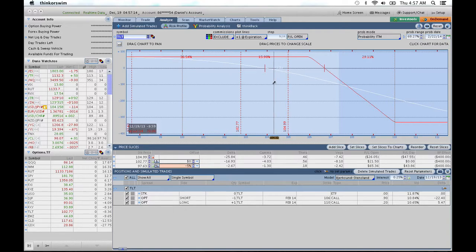And I sold this for a 70-cent credit. And I believe I'm trying to collect somewhere in the neighborhood of 50 cents on this. So still a favorable risk reward, and we'll just see what happens. Every day, though, this potential loss is going to get a little bit smaller as the 106 option decays.